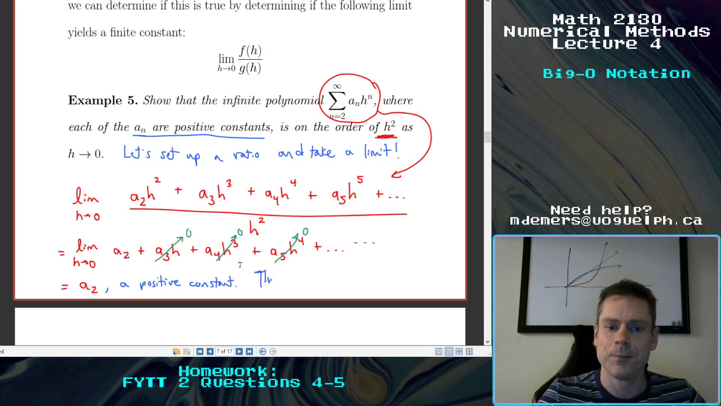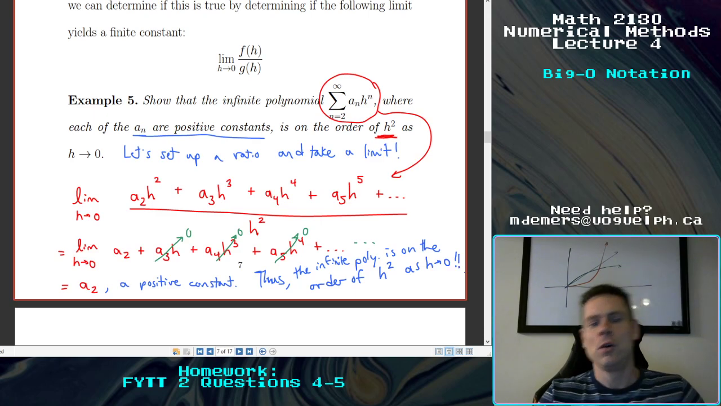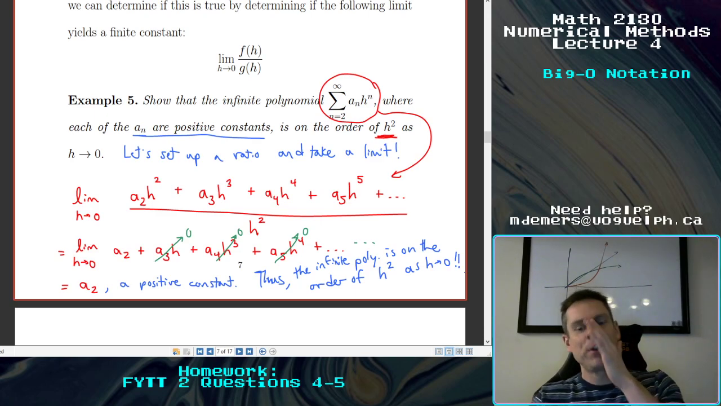So thus, it is on the order, I want to be a bit more precise, the infinite polynomial is on the order of h squared as h goes to 0. With 2 exclamation marks, not factorials there.